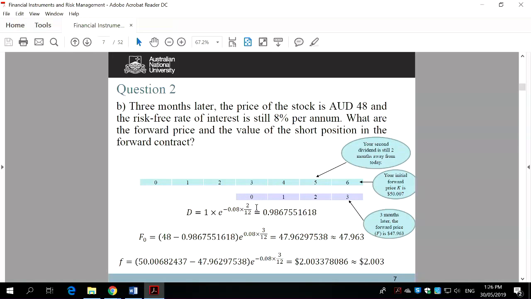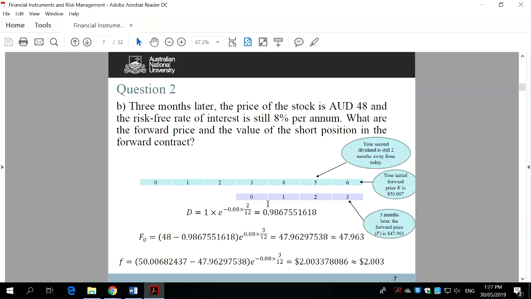So the second part says 3 months later, the price of the stock is 48, and the risk-free rate of interest is still 8%. What are the forward price and the value of the short position in the forward contract? Okay, so instead of focusing on this blue timeline here, we're going to focus on this purple timeline. So basically, fast forward 3 months, we're standing here, right? So this is our present, and we look ahead.